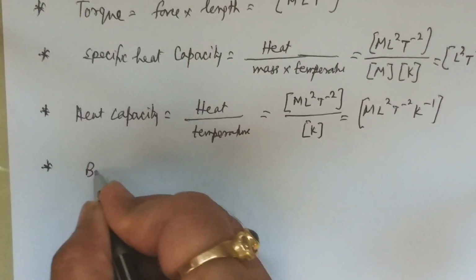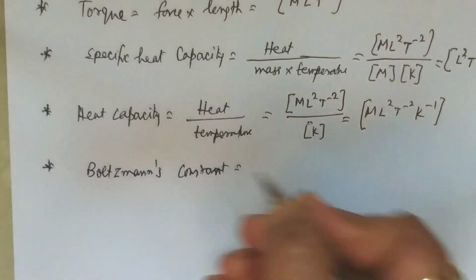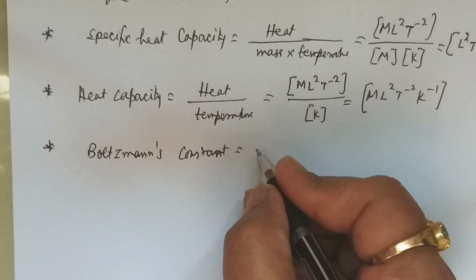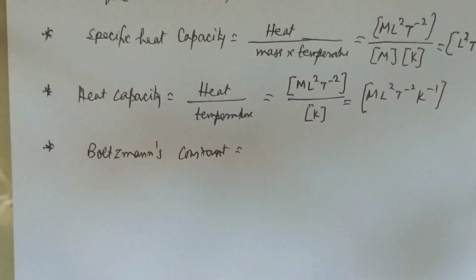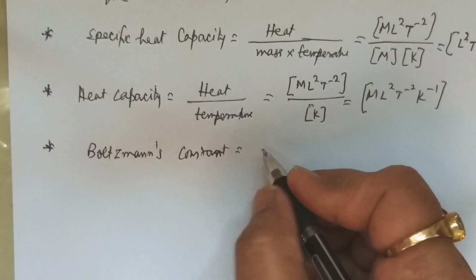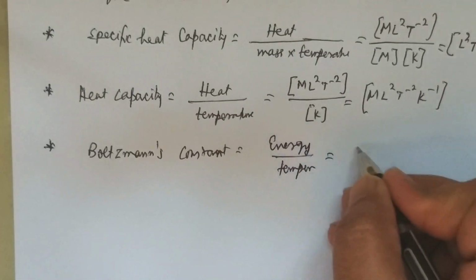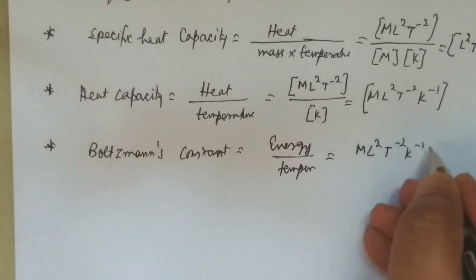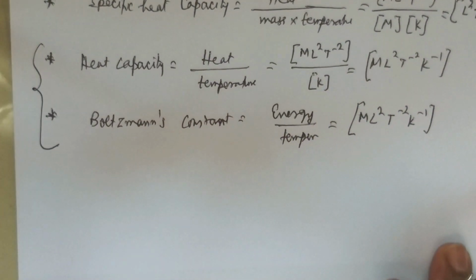Then there will be Boltzmann's constant. This you will get in atomic structure. You just mention that Boltzmann's constant is work done divided by Kelvin, that is temperature, similar to that of heat capacity. Is it not similar to heat capacity? Basically it is energy by temperature. So what will be Boltzmann's constant? Energy by temperature, ML²T⁻²K⁻¹. This heat capacity and Boltzmann's constant will have the same dimension.